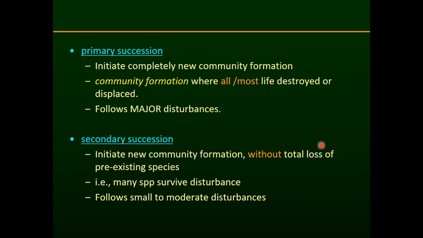Now, there are two forms of succession that have only to do with what is left after the disturbance. In a primary succession situation, you start off with a completely new community. The disturbance is so big, it wipes out all life or most life, okay? So we're talking about major disturbances. Think volcanic eruptions here. Secondary succession is the case where you've got an ecosystem and there's some sort of disturbance, but it doesn't kill off everything.